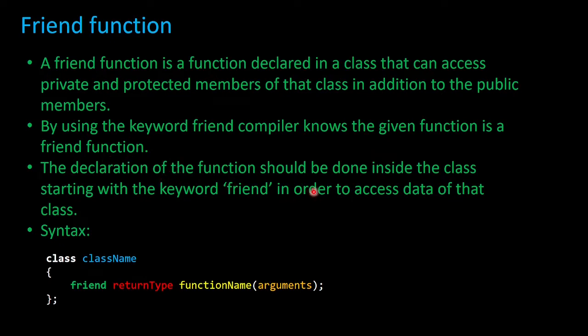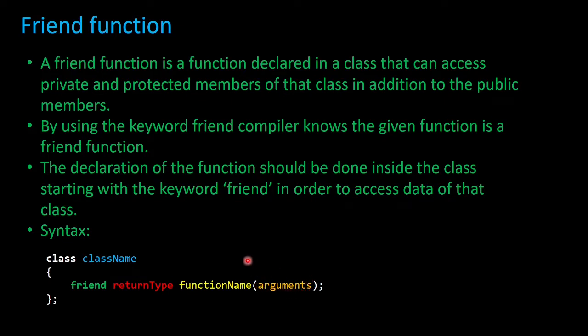Declaration of the function should be done inside the class, starting with the keyword friend, in order to access data of that class. So this is the syntax. Here we have a class, and inside it we declare another function as a friend. To declare a function as a friend, we start with the keyword friend, then the return type of the function, followed by the function name along with the one or more arguments it has.